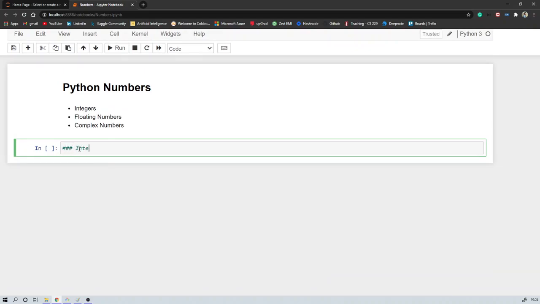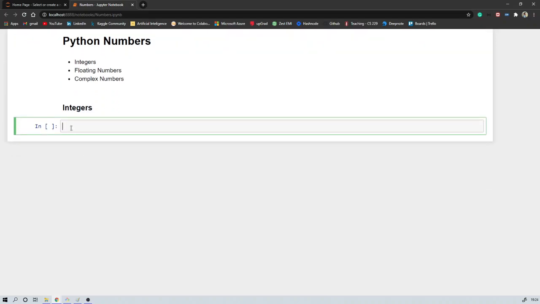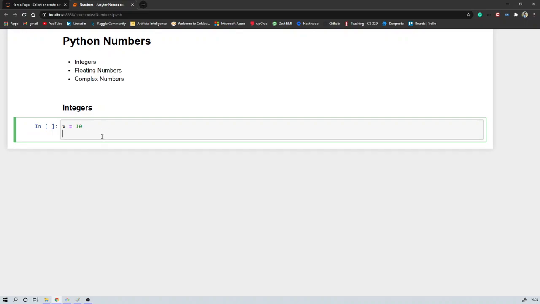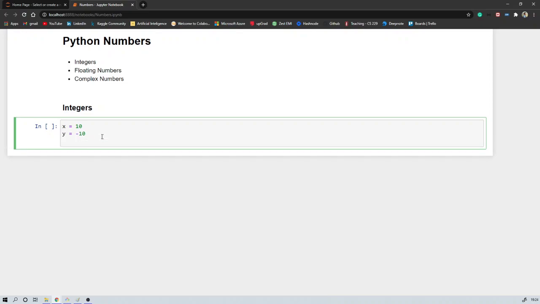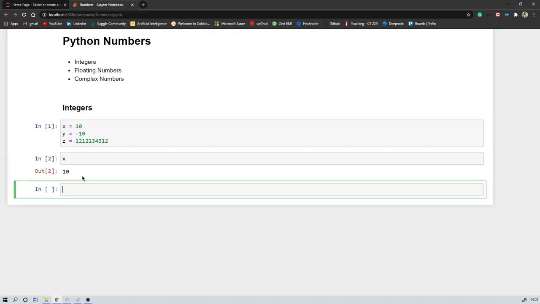Initially let us look at integers. How does an integer work and how do we store an integer, right? Any positive or negative whole number is known as an integer. Say for example I say x is equal to 10, which is a valid example of an integer. And if I say y is equal to minus 10, this is also a valid integer. Also there is no limit for being an integer. So these are three examples of integers.